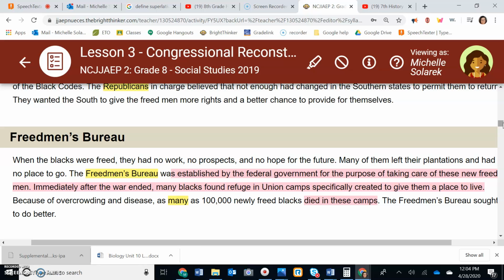So that's number 6. I'm going to give you the question in a minute, but if you want to, go ahead and start writing down the answer. Freedmen's Bureau. And here's the question.